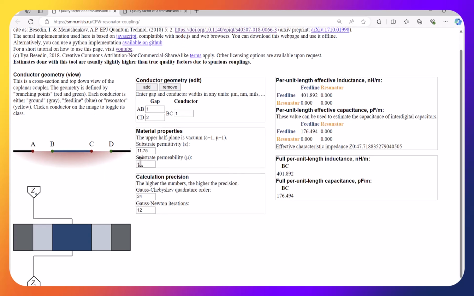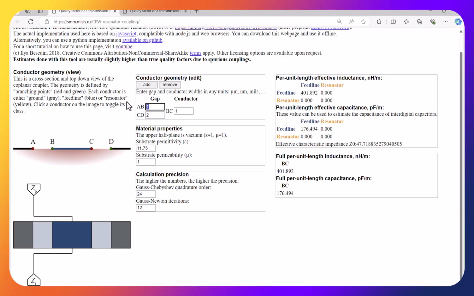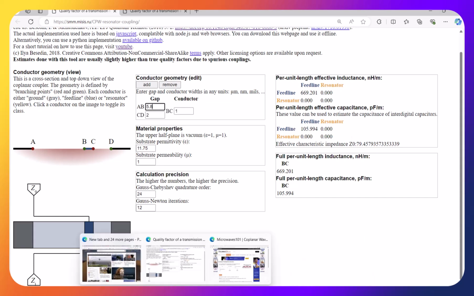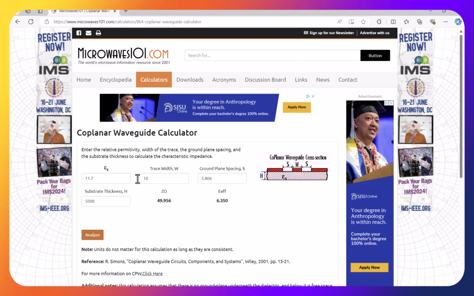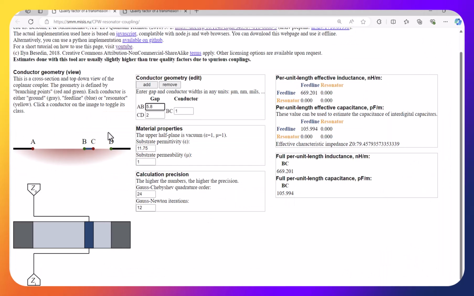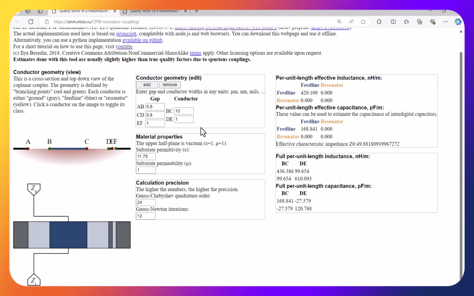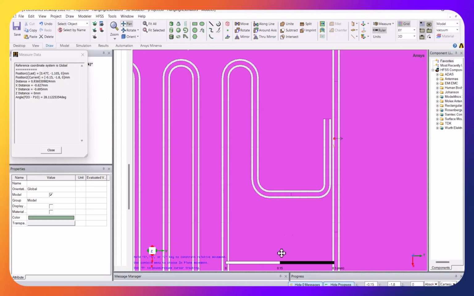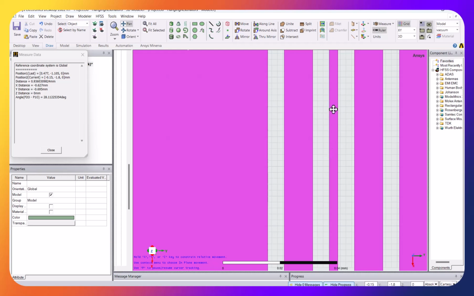So we just say that the gap is 5.8. Let me double check. Right, the gap is 5.8, and then the width is 10. This part represents the transmission line, from here to here. You have input and output, but now I'm going to add coupling to a resonator like what we see here. You see that we have a space here which turned out to be 3 micron.